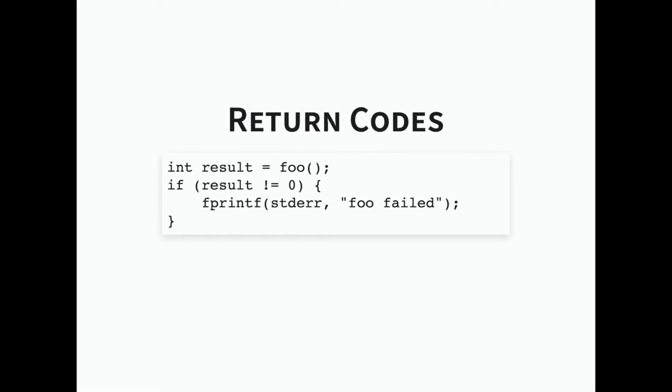Let's imagine a C function foo, which illustrates basic use of return codes. Foo performs some task which might or might not succeed. To communicate to the caller whether or not it succeeded, foo uses a return value. It returns 0 on success and non-zero on failure. The caller is expected to inspect the return value, and in the event of failure, to perform whatever error handling the programmer deems necessary at the specific call site. Here, a simple message is logged to standard error, and then program execution continues.